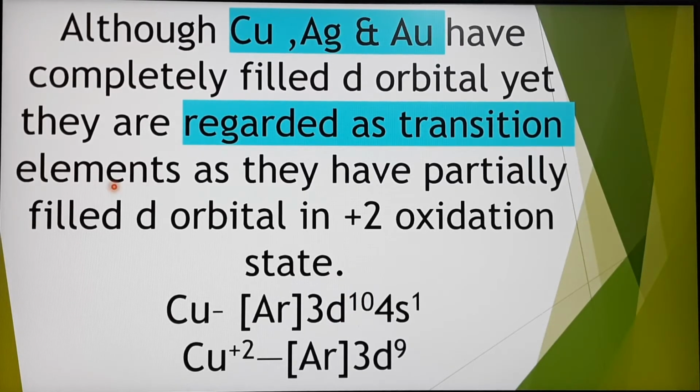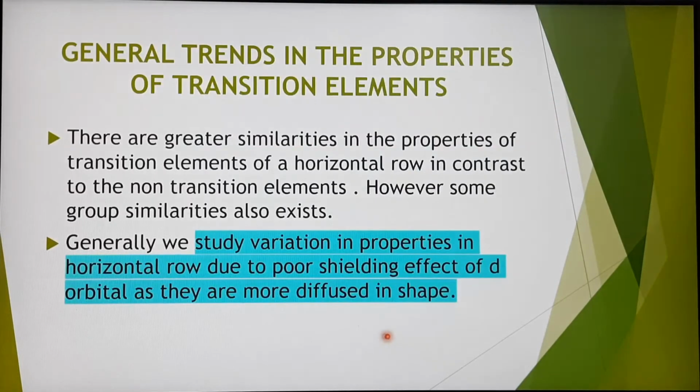Why are they regarded as transition elements although they have a completely filled d orbital in the ground state? Because they have a partially filled d orbital in the +2 oxidation state. See here, the configuration of copper is written as argon 3d9, so here d is partially filled. Next, come to the general trend in the properties of transition elements.